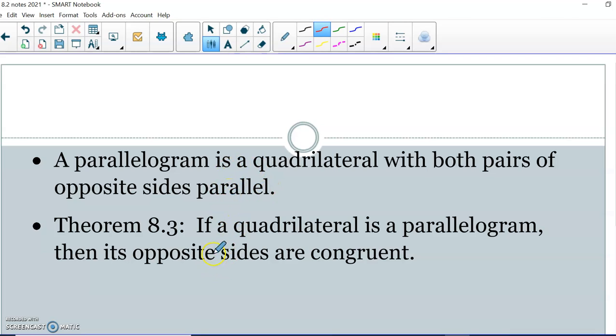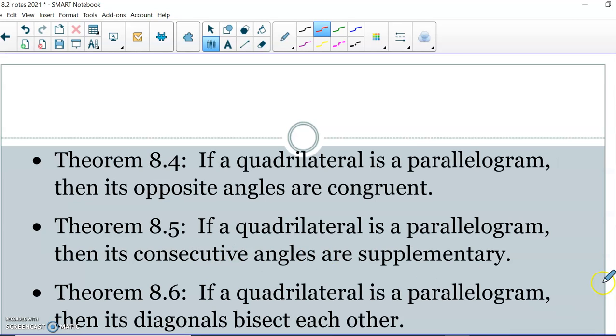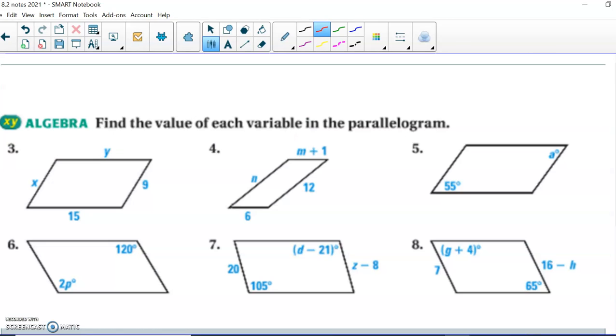The first one they talk about is that opposite sides are congruent. And then as we noticed, the opposite angles are also congruent. By the fact that we have parallel lines and consecutive interior angles, we know that they're going to be supplementary. And then what we talked about, the diagonals bisect each other. So those are our rules for our parallelogram. So we're going to use those rules to solve simple problems.